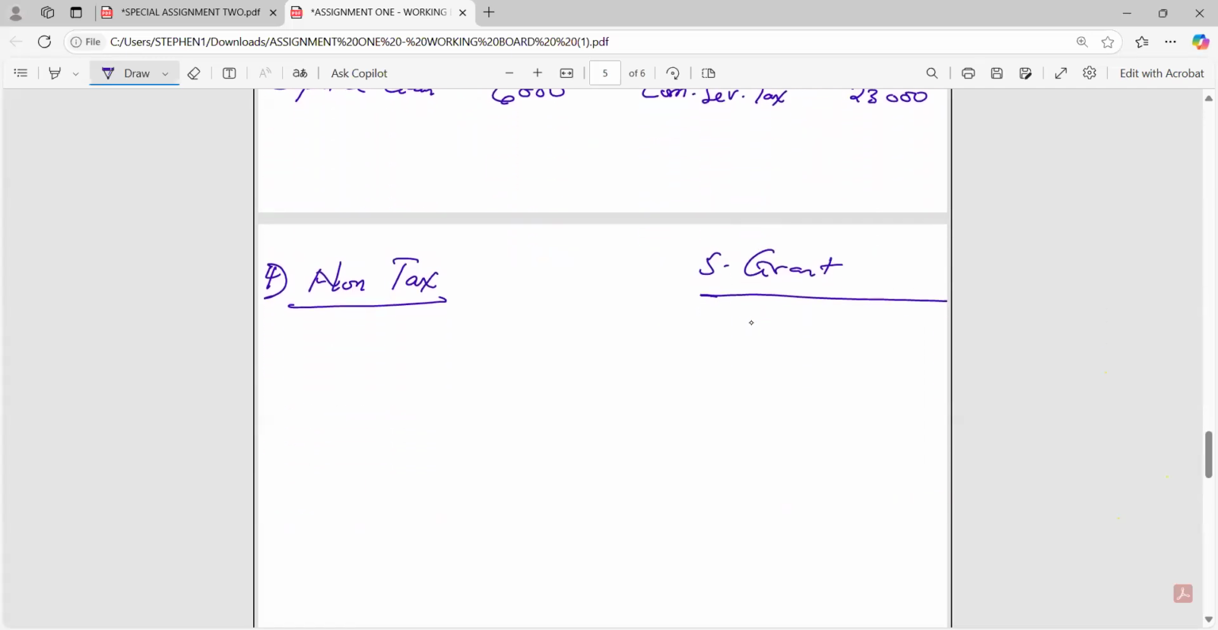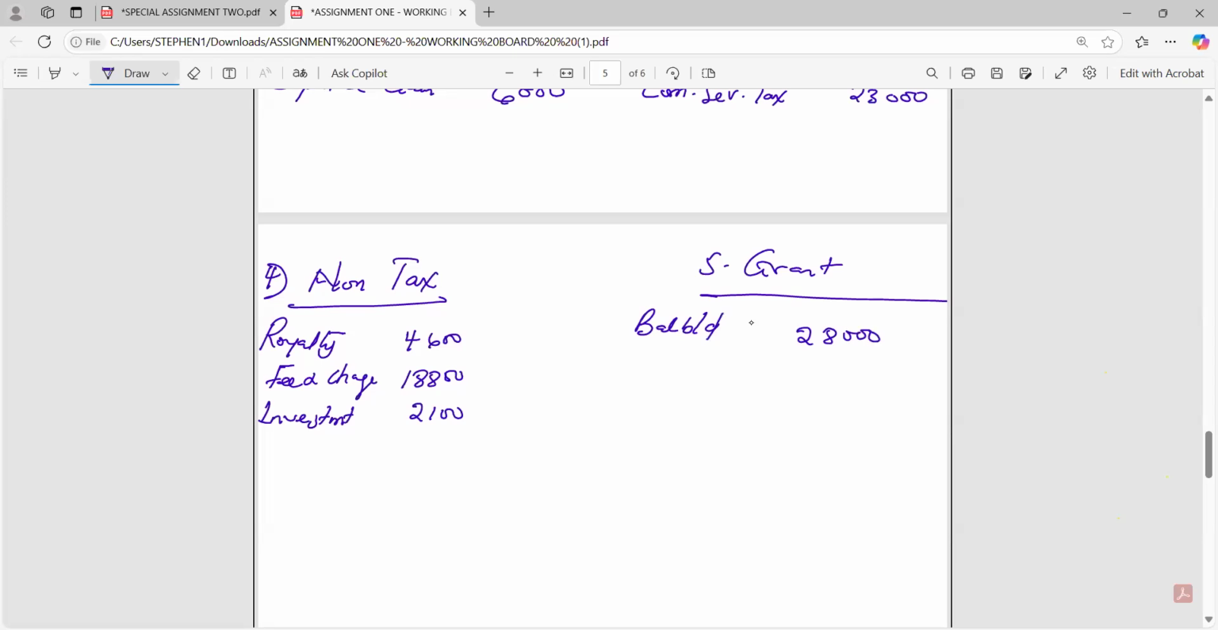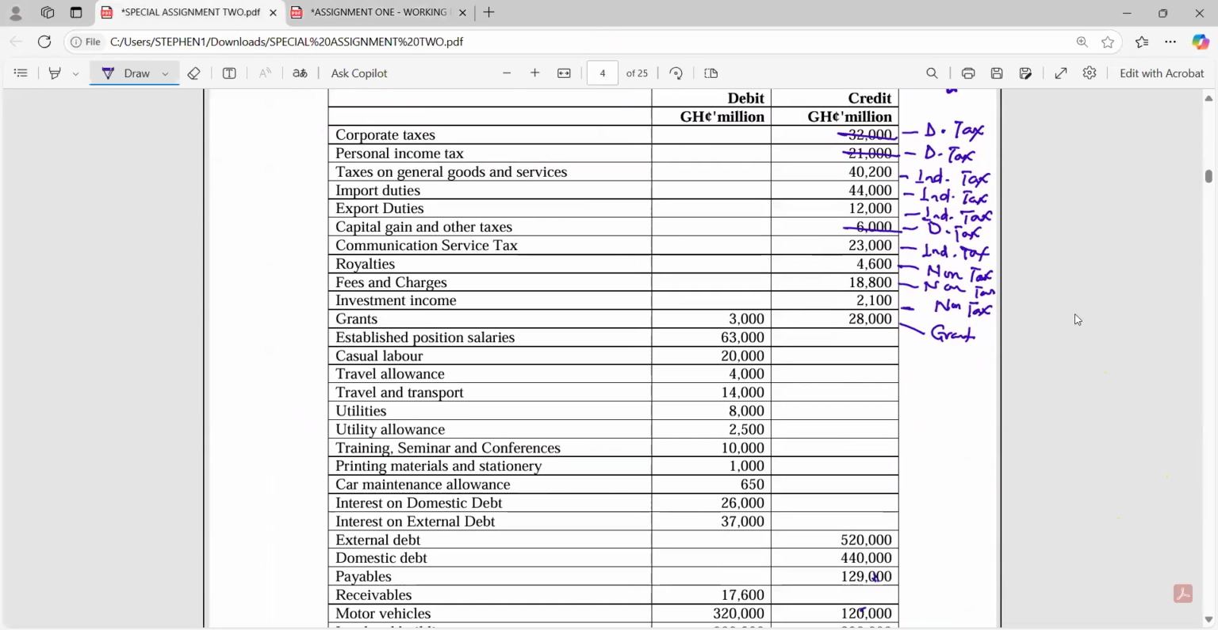We go to non-tax. What do you have? You have royalty, 4,600. We have fee and charges, 18,800. We have investment income, 2,100. Then we go to grant. So grant, we have balance brought down from the trial balance, right? How much? 28,000. Good.